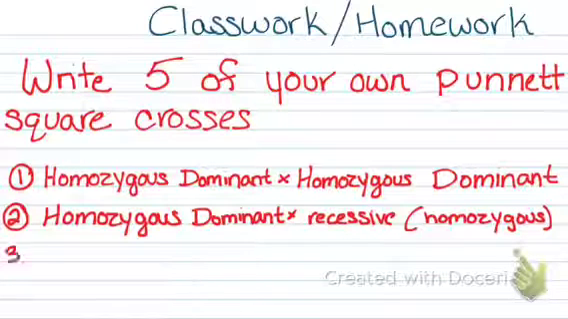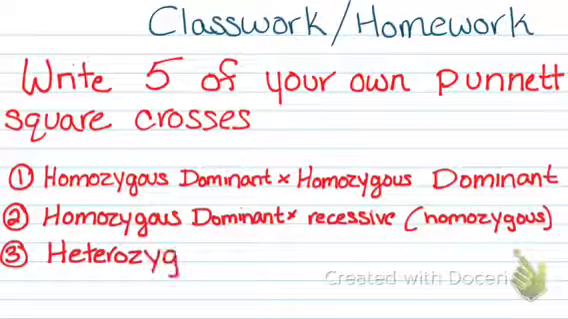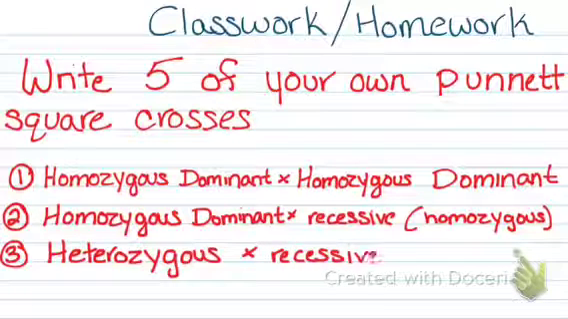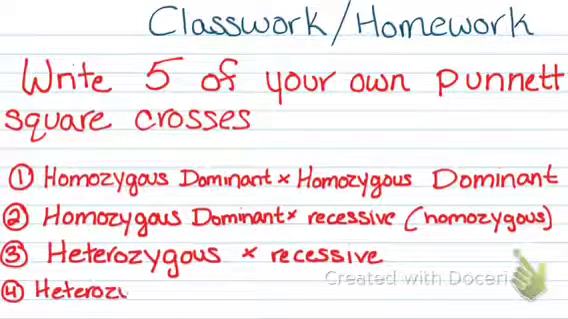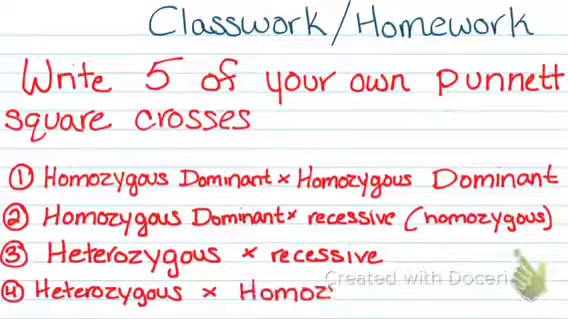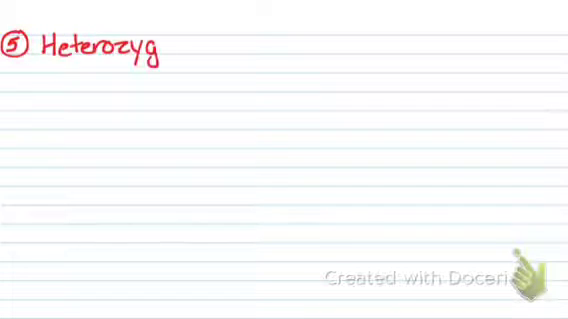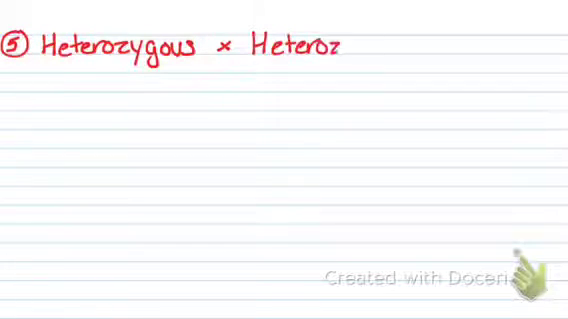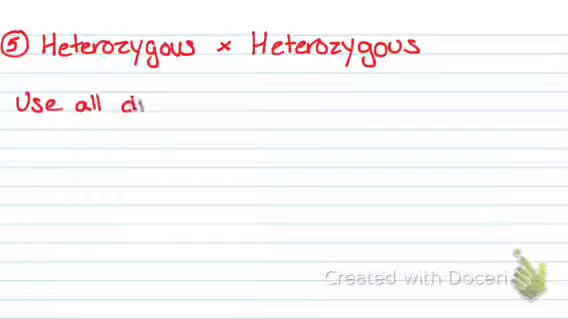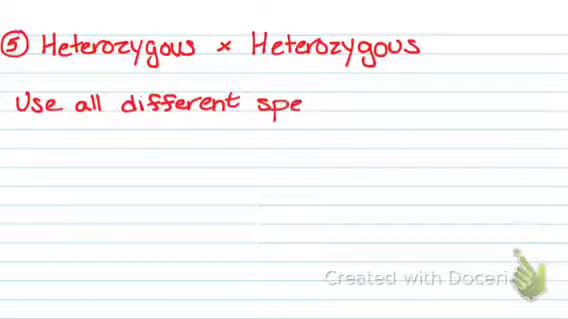For the third cross, you're going to cross a heterozygous organism with a recessive, and then a heterozygous organism with a homozygous dominant. For the last cross, you're going to cross 2 heterozygous organisms. In each cross, you're going to pick a different species.